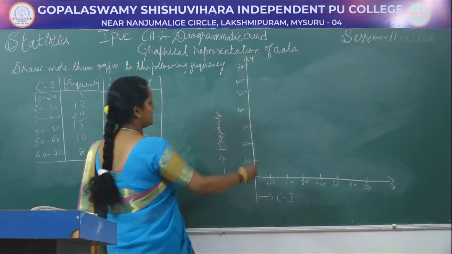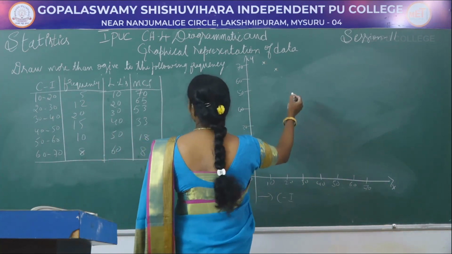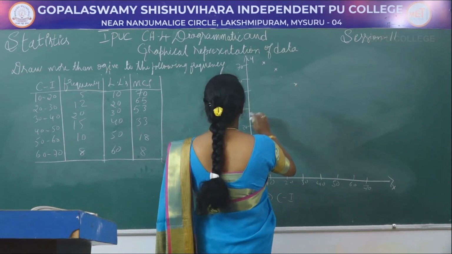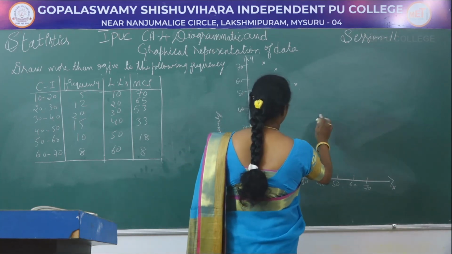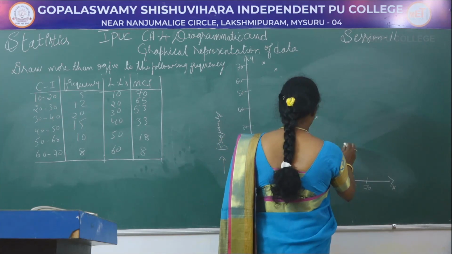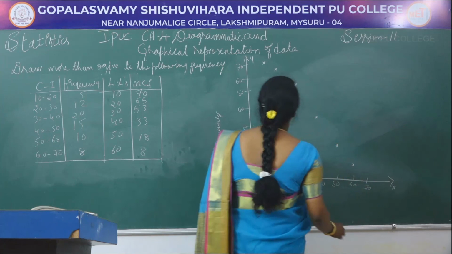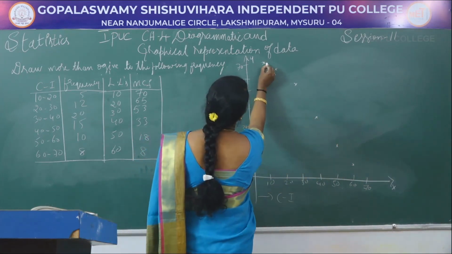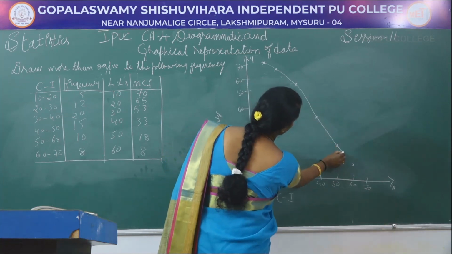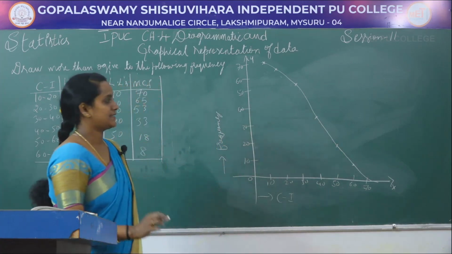For 10 it is 70, next 65, 53, 33, 18 and the first one is 8. So join this one. It should touch the x-axis.